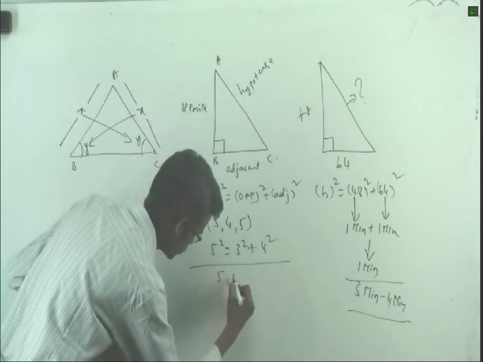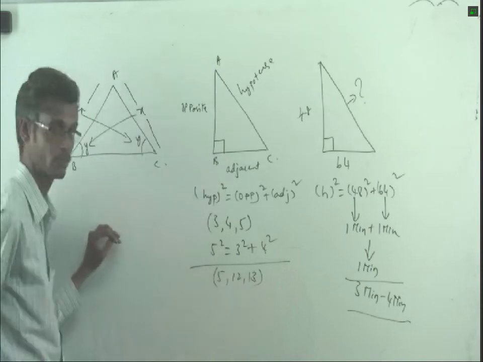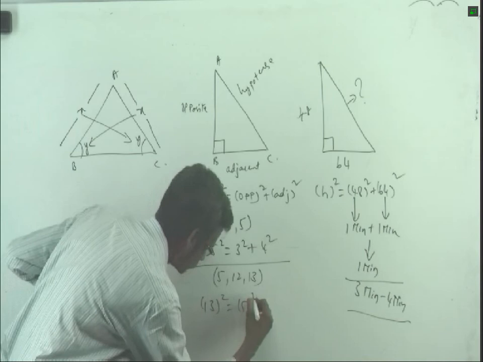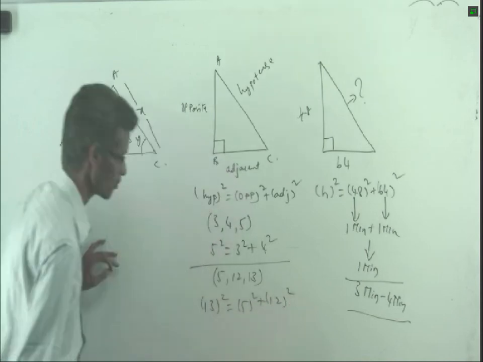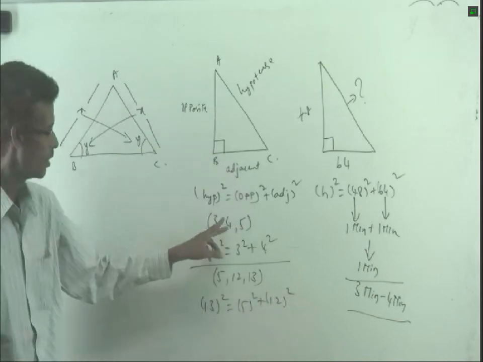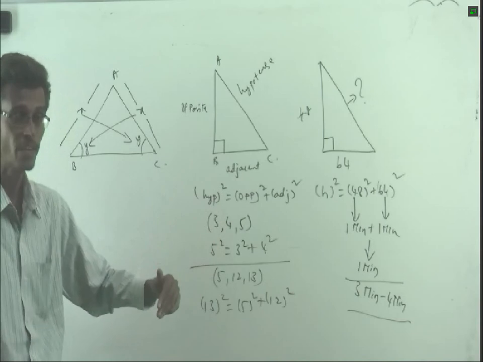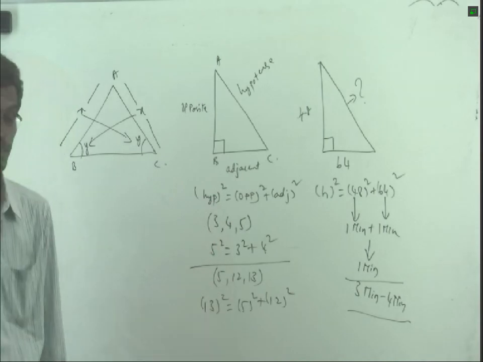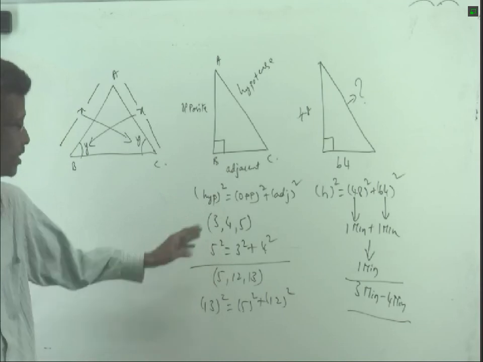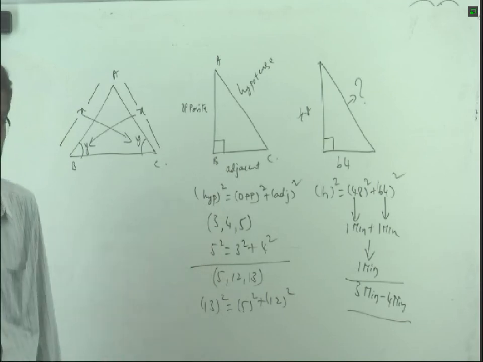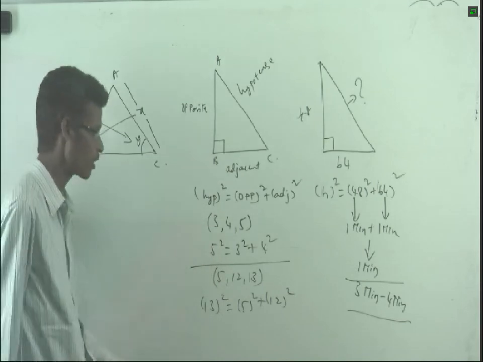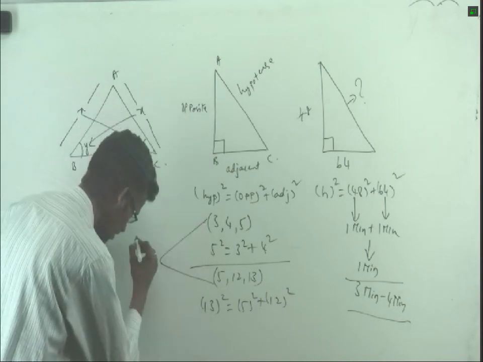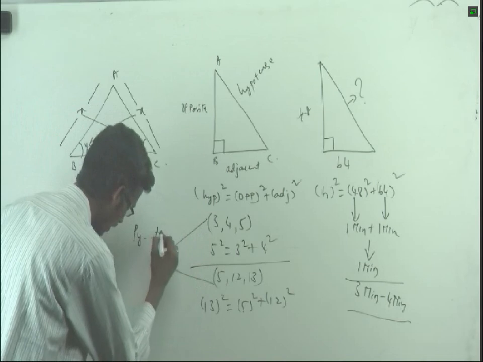Now, 5, 12, 13. Another set of 3 numbers, which is 13 square is equal to 5 square plus 12 square. You can observe that using the first set of 3 numbers, we can form a right triangle. And using the second set of 3 numbers also, we can draw a right angle triangle, because these two are satisfying the Pythagorean property. That's the reason we call these sets Pythagorean triplets.